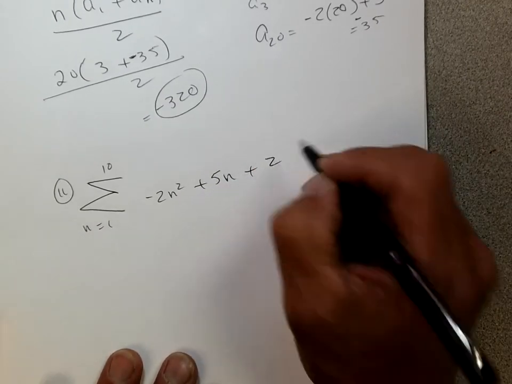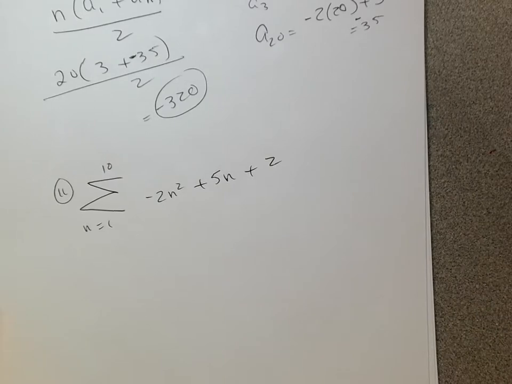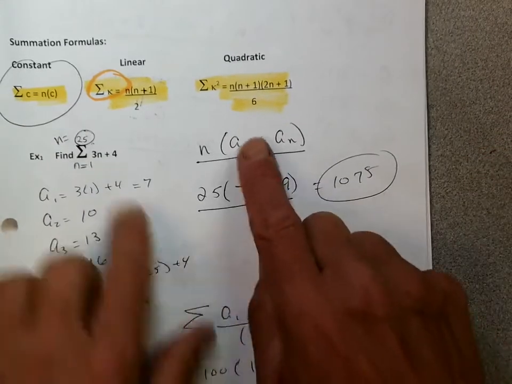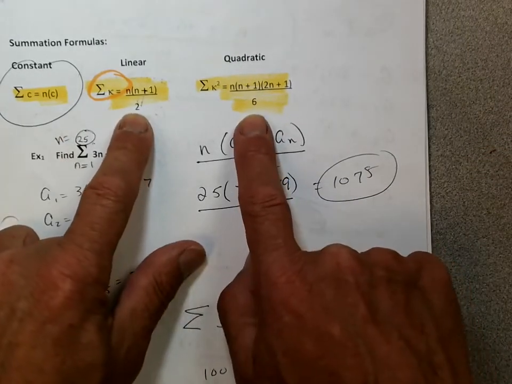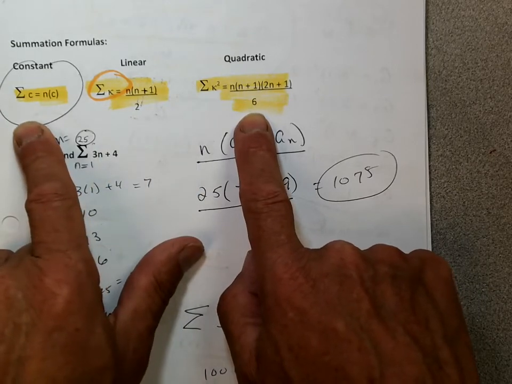Now, these formulas are not on the board, but we learned these. Let me show you where they are. So these formulas are in your notes. We did them on this day, right? Here's your linear, here's your quadratic, remember how we did these? So there they are in my notes.